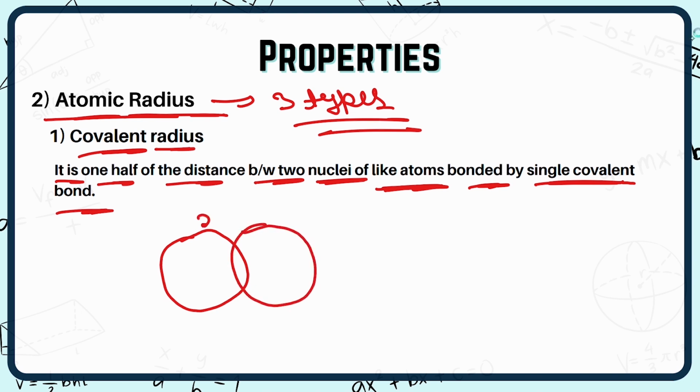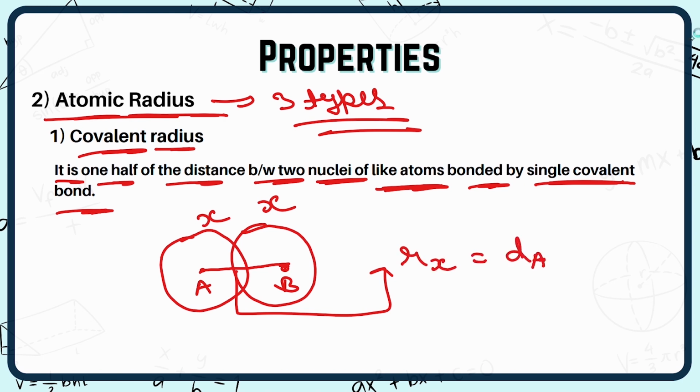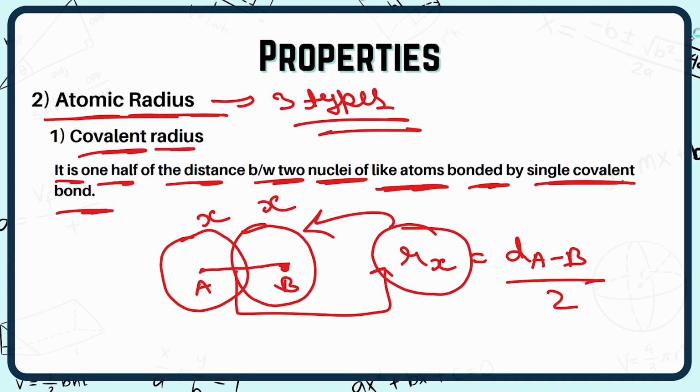Okay, let me just draw a diagram for you. These are 2 like atoms, X and X, and these are the nuclei A and B. So the distance between these nuclei, the distance DAB, its half is equal to the radius of this particular element, this particular atom X. This is covalent radius. Got it?